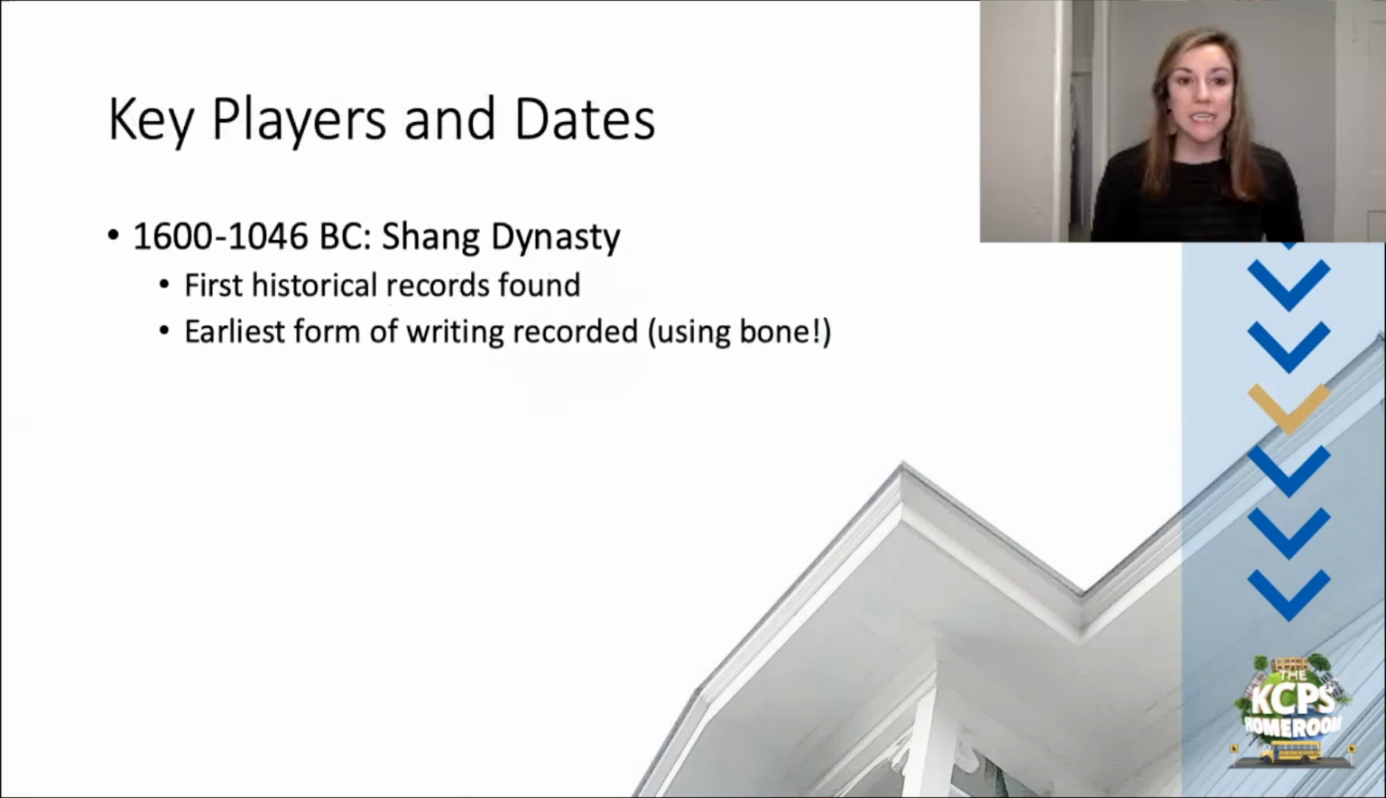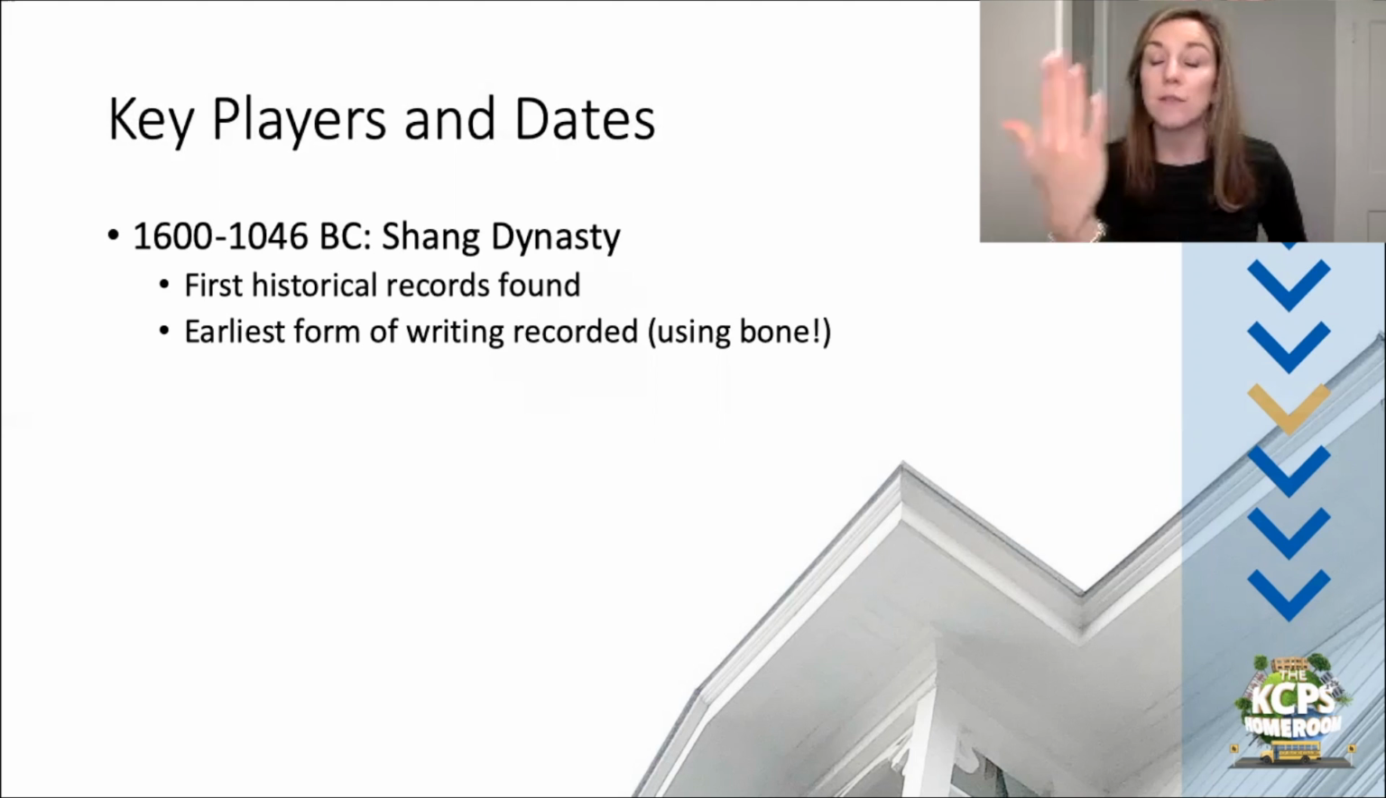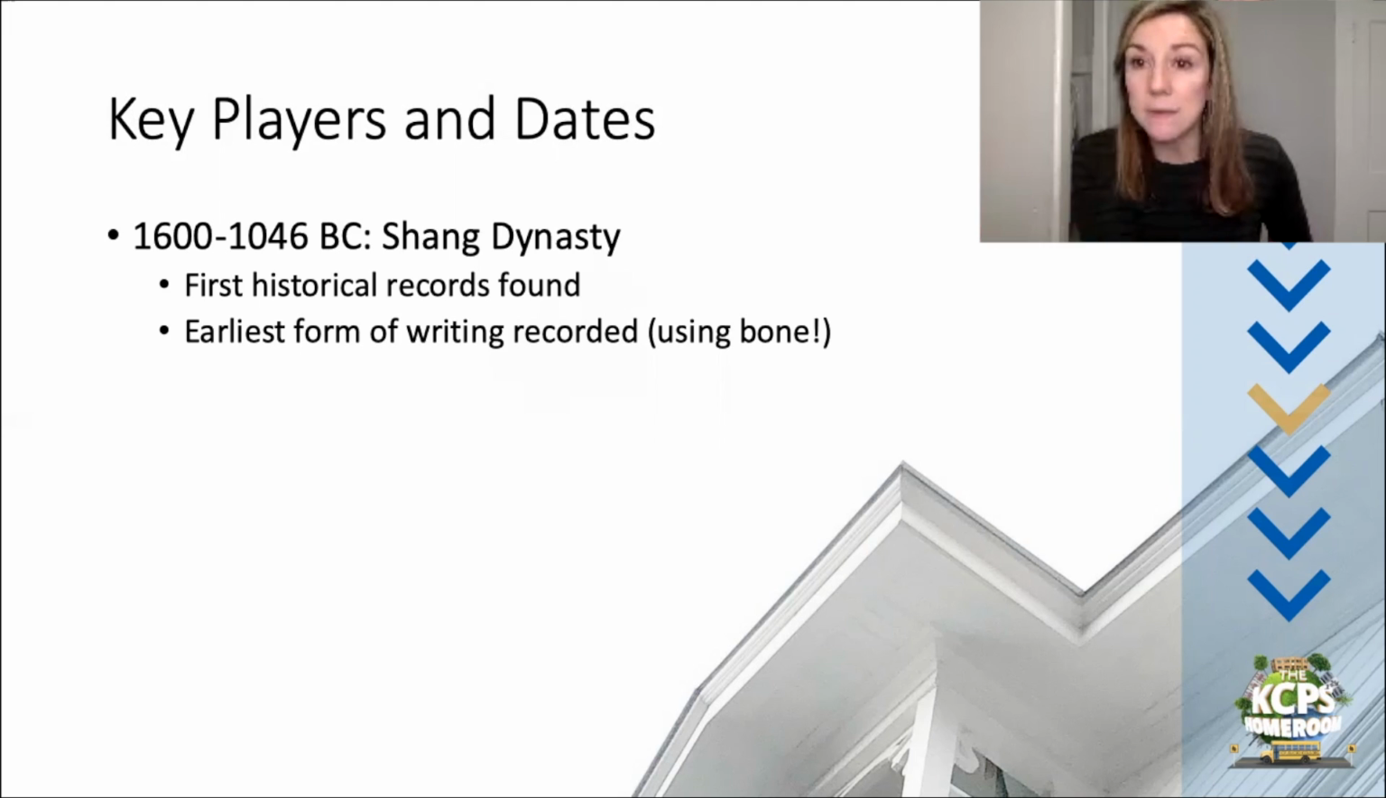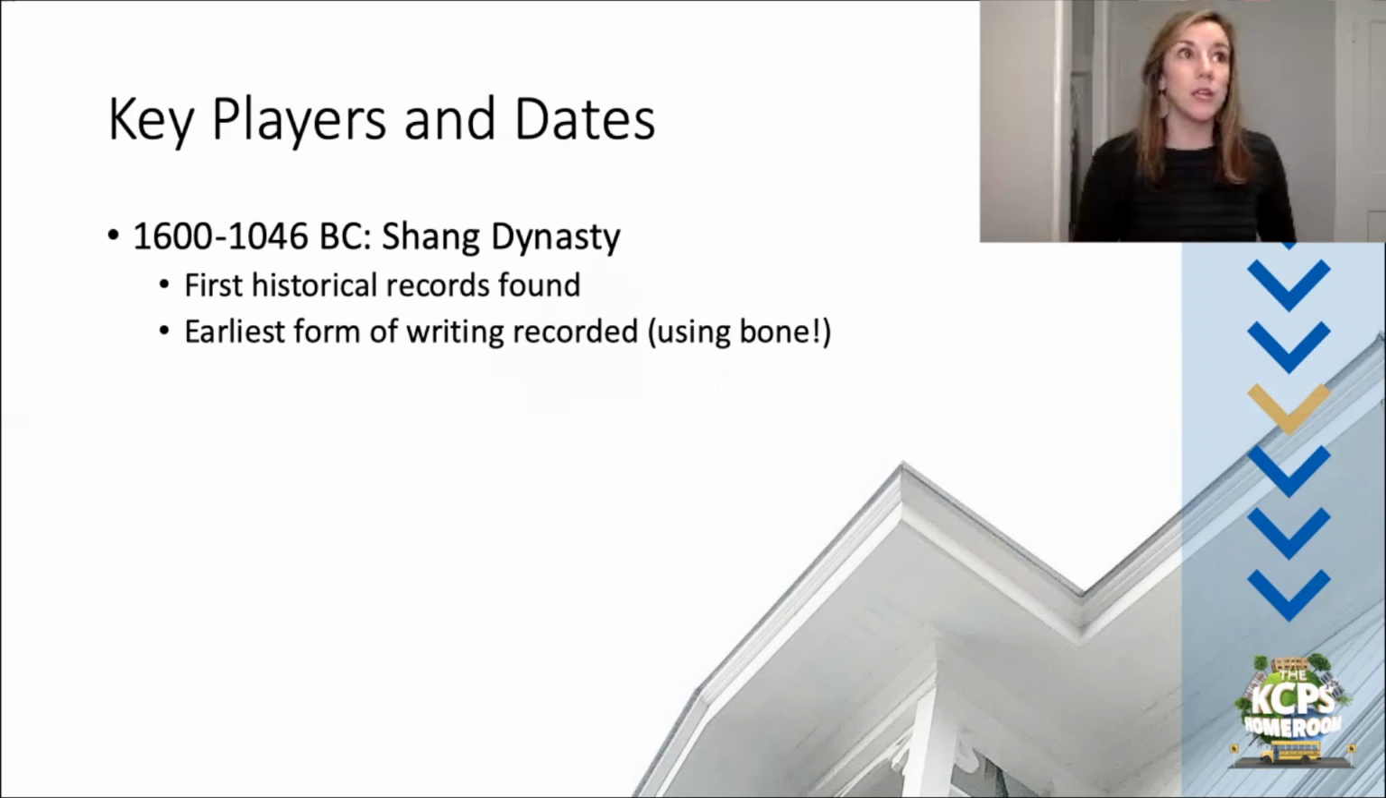So the Shang dynasty was more specifically between 1600 and 1046 BC. Some of the first historical records were found during this time, and we know that because on stone there were found ancient Chinese symbols that are still used in the writing today. And this was the earliest recorded writing, which they were doing using bone and fire.